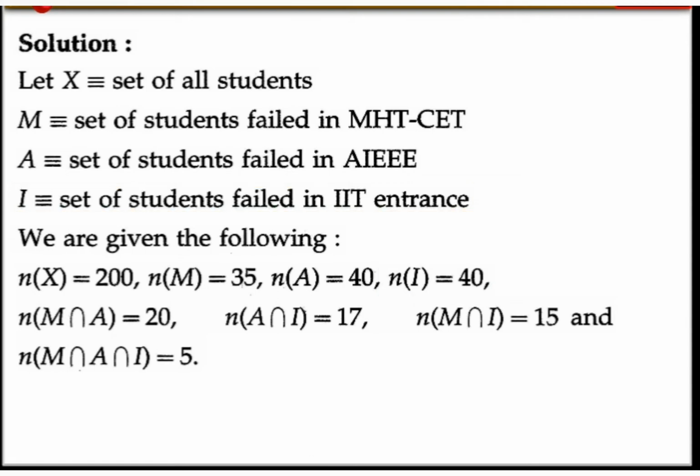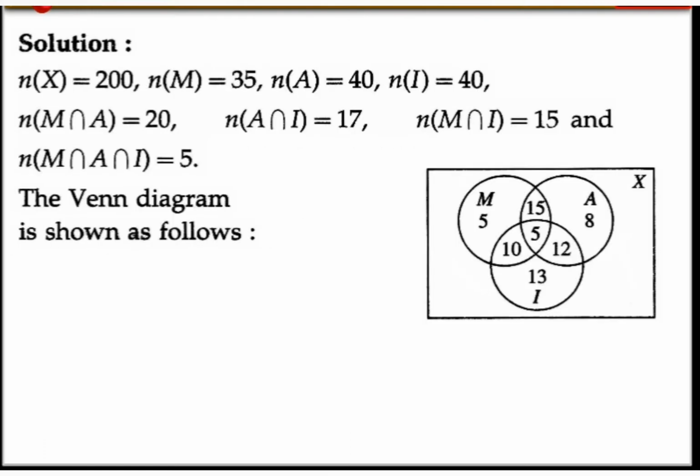Number of elements in M intersection A is 20. Number of elements in A intersection I is 17. Number of elements in M intersection I is 15. Number of elements in M intersection A intersection I is 5. Now the Venn diagram is shown as follows.